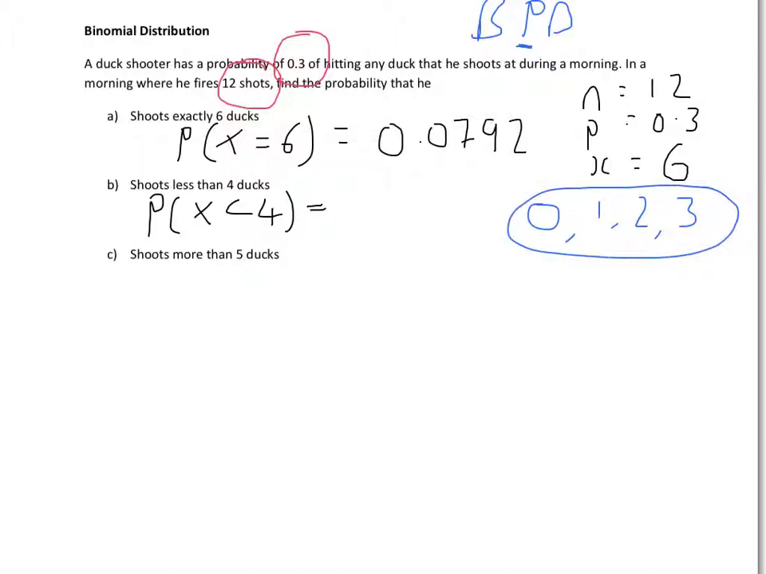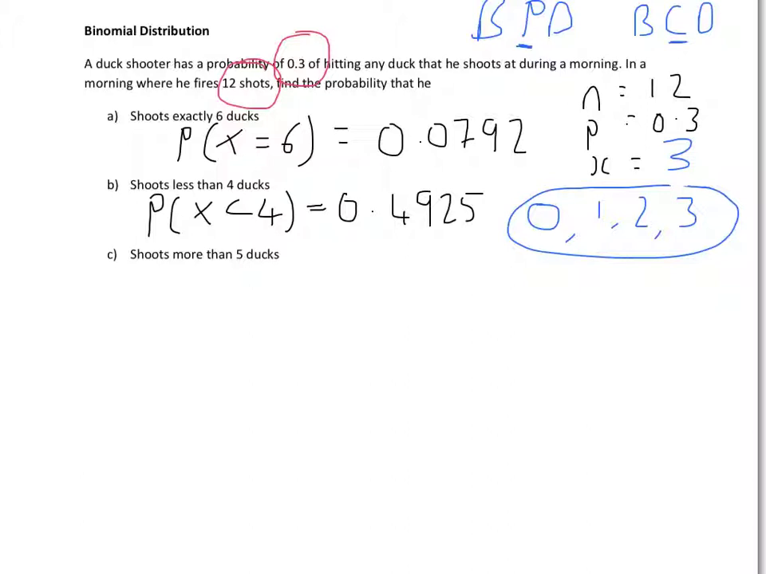So we're going to use, in this case, BCD. We're using BCD because it's cumulative. We want up to and including 3. So now, rather than having x being 6, we're going to make it 3. Okay, and if you put that in, you end up coming up with 0.4925.